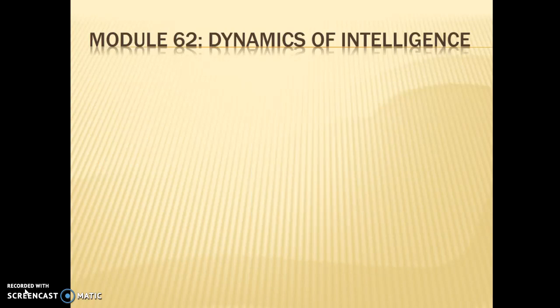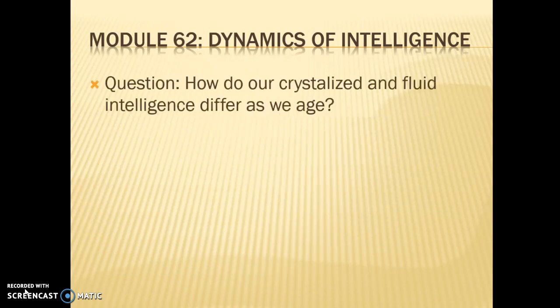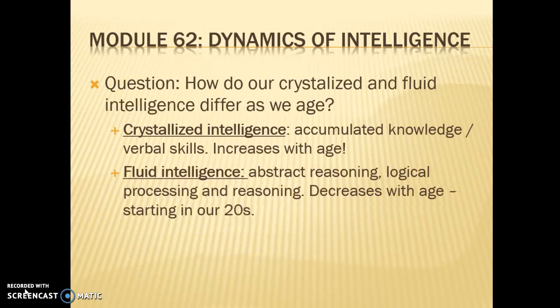You didn't read Module 62, but 62 talks about the dynamics of intelligence. So this is kind of just a little review. We talked about this with development, but crystallized intelligence is talking about your accumulated knowledge, so how much information you've learned along with your verbal skills. This increases as you get older, right? So it's like with age comes knowledge.